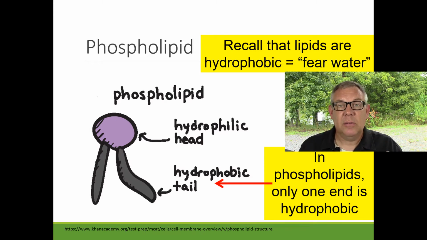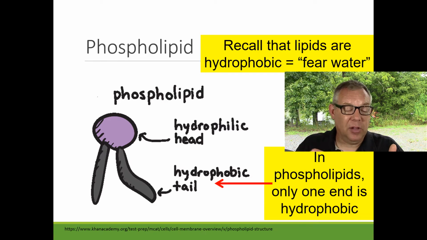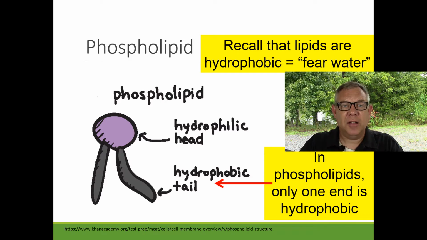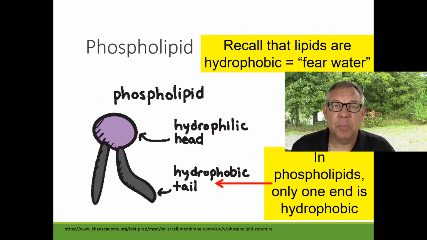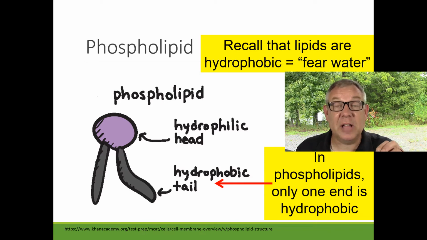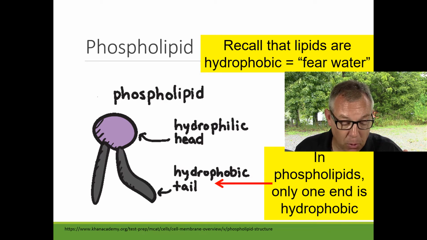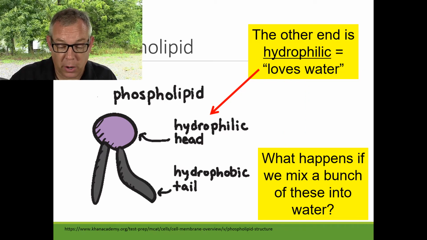And you remember that lipids as a class are hydrophobic. They fear water, right? And so fats and cholesterol and things, they don't mix well with water. That's a general characteristic of that group of molecules. But in the phospholipid, you'll recall that only one end of the molecule is hydrophobic, and the other end, where that phosphate is, is hydrophilic. And so that's really important for building a cell membrane. And so hydrophilic means it loves water.